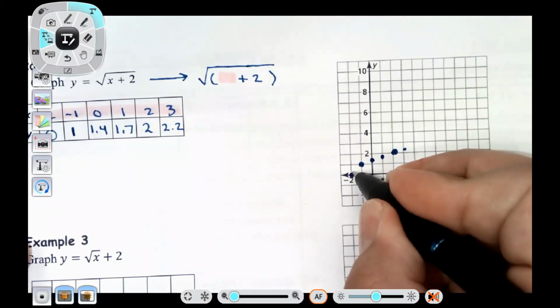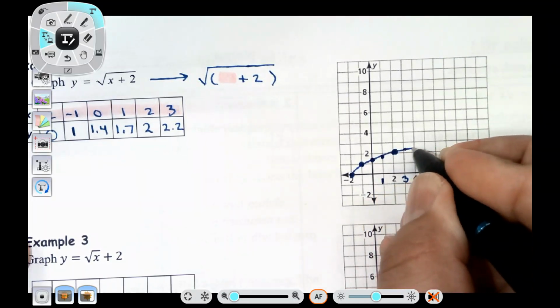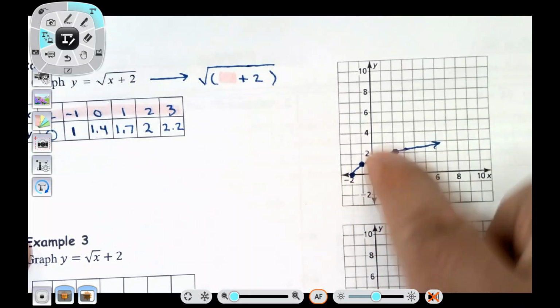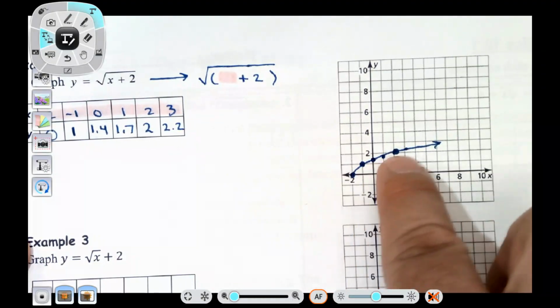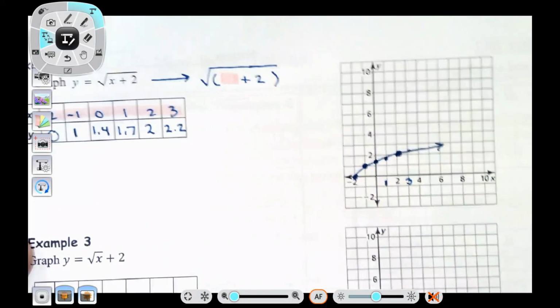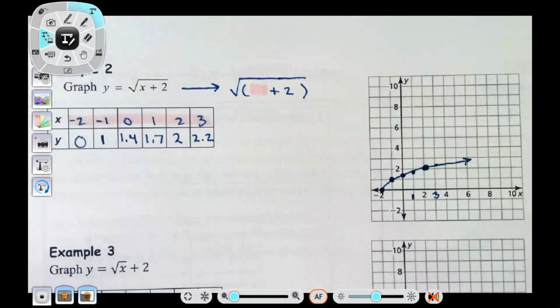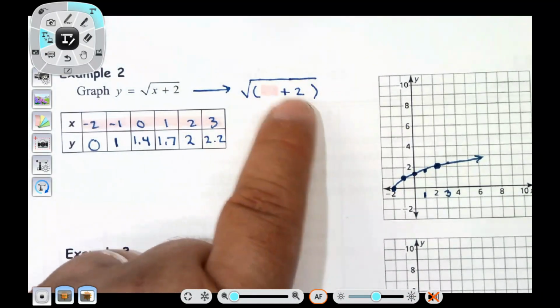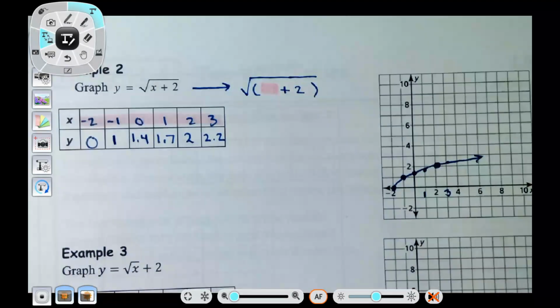Remember, they should always look the same. And they rise very slowly. Some people do this and then they make them shoot up really quick. No, no, no. They keep rising. They do go up forever, but at a very slow rate. All right, so there's the graph of our function. And again, the calculator's doing most of the work. You just have to be careful with how to plug it in.